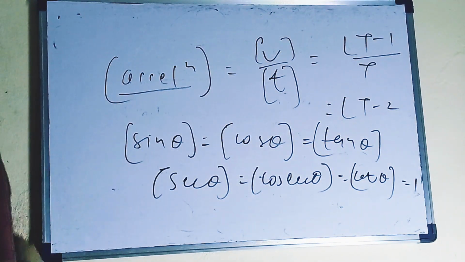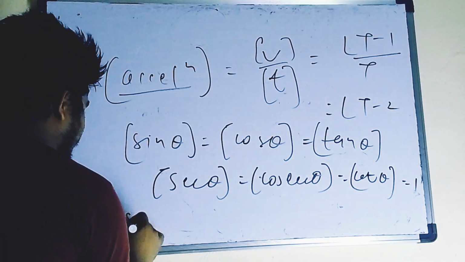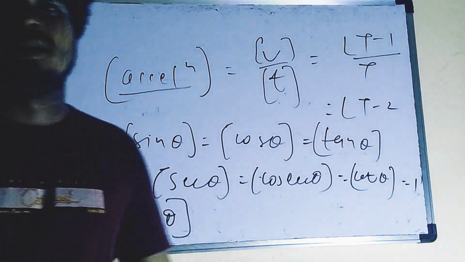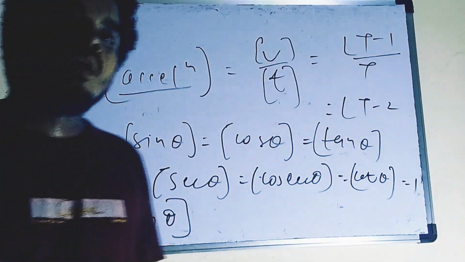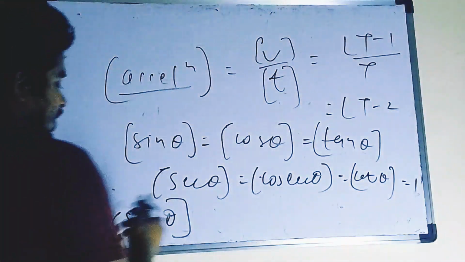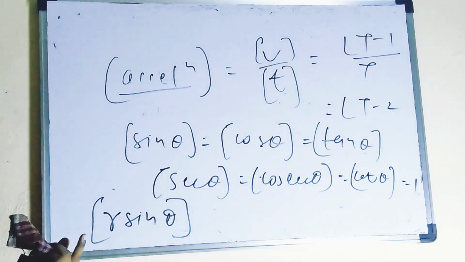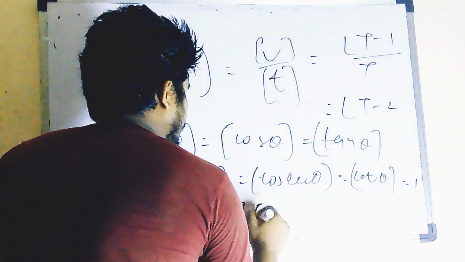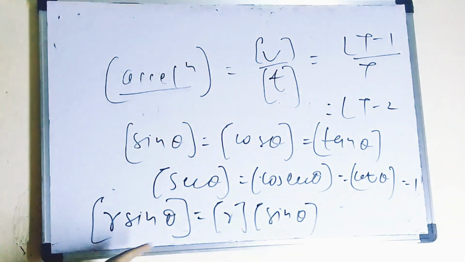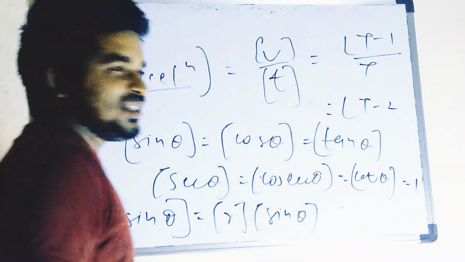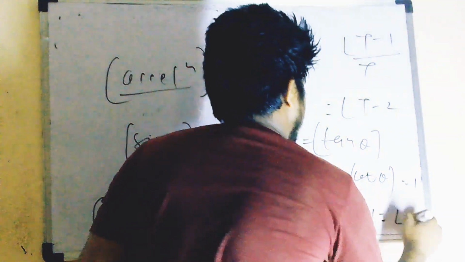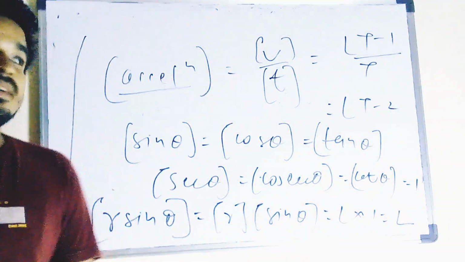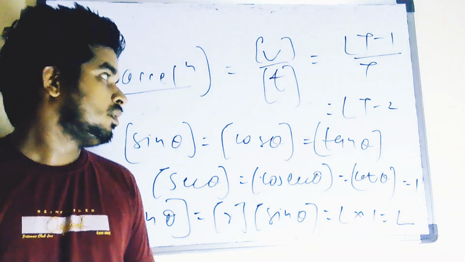Clear. So if I ask you what is the dimension of r sin theta? This question was asked in the NEET examination. Can you tell me directly? Suppose r is radius, and sin theta is the sine function. So we can split this and write the dimension of r into the dimension of sin theta. The dimension of r is L, and the dimension of sin theta is one. So the answer is L. Clear? Any question comes from here, you can solve it now. Very easy, yes or no? Okay, thank you.